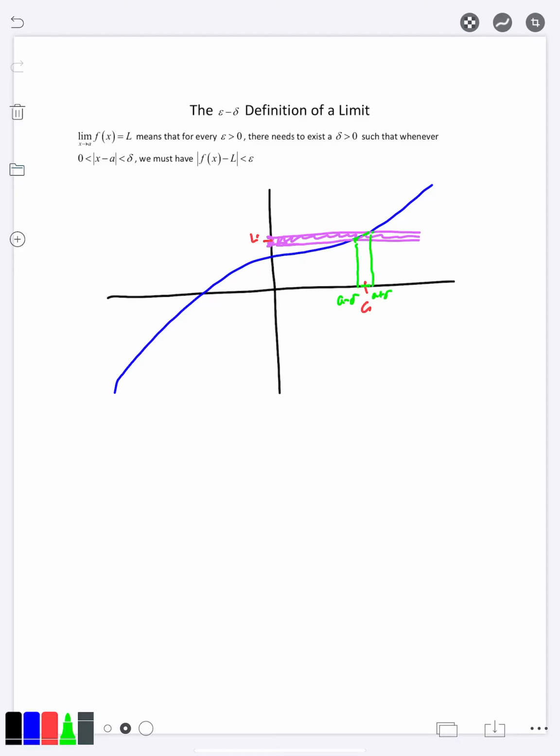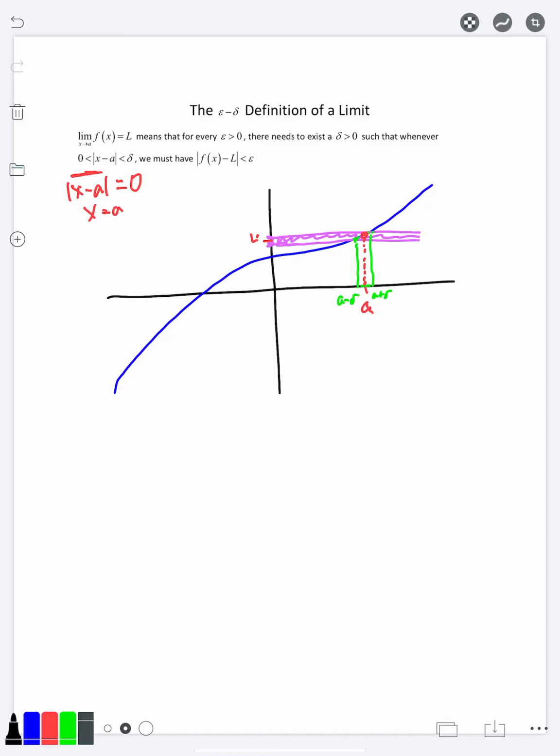There is one thing that I've been skipping over though, and that's this 0 less than. So what that means is that you cannot have x minus a being equal to 0, which would mean x equal to a. So that means that we don't actually care what happens right at that point. We only care about what happens nearby.